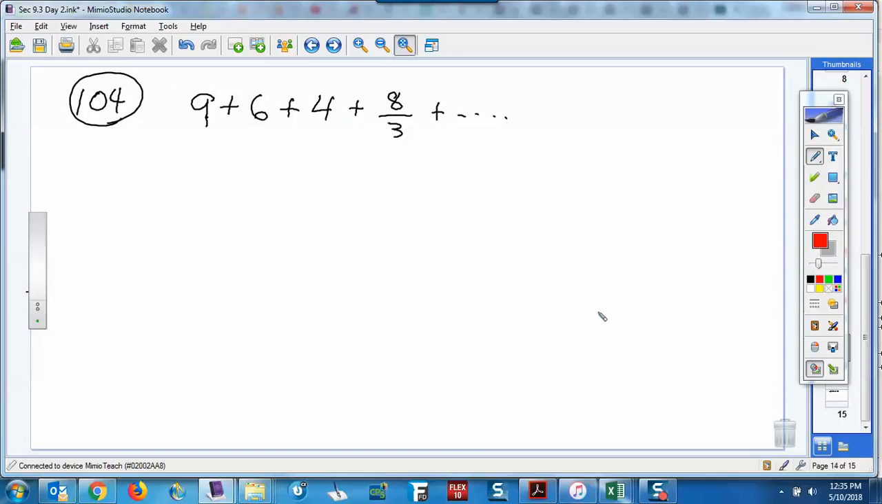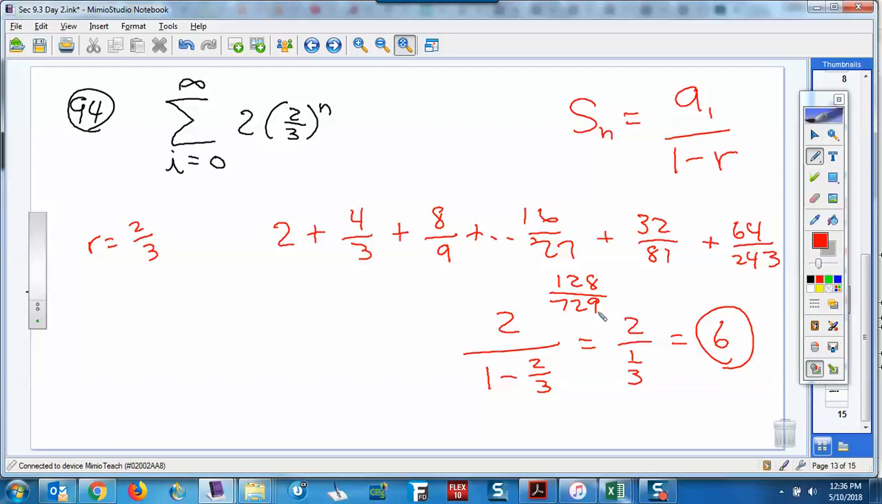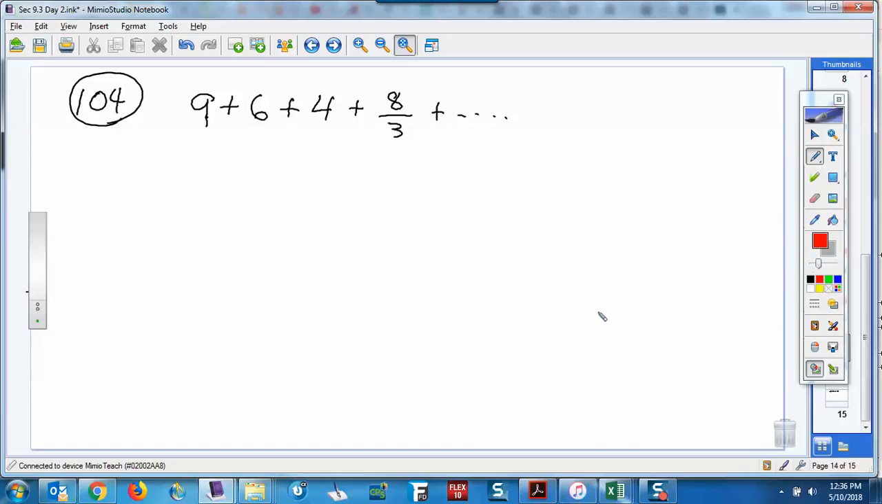Okay? So again, the question here would be find the sum. And since it ends with the dots, what do we do? Infinite. Okay? So much like you just did, just a different way of writing the problem. But it's the same question.